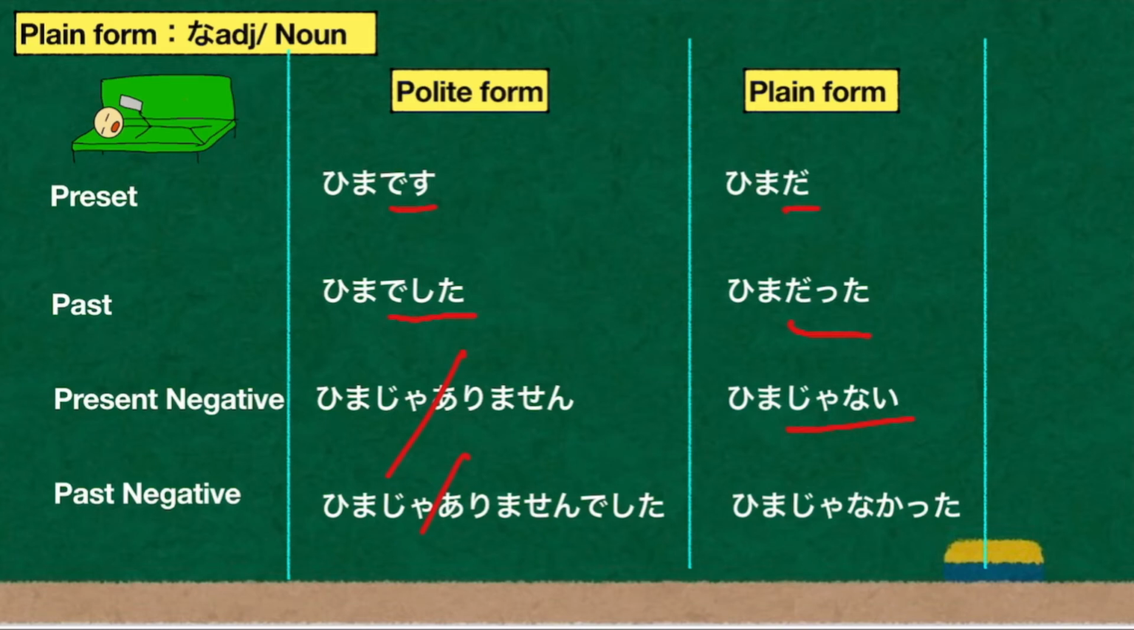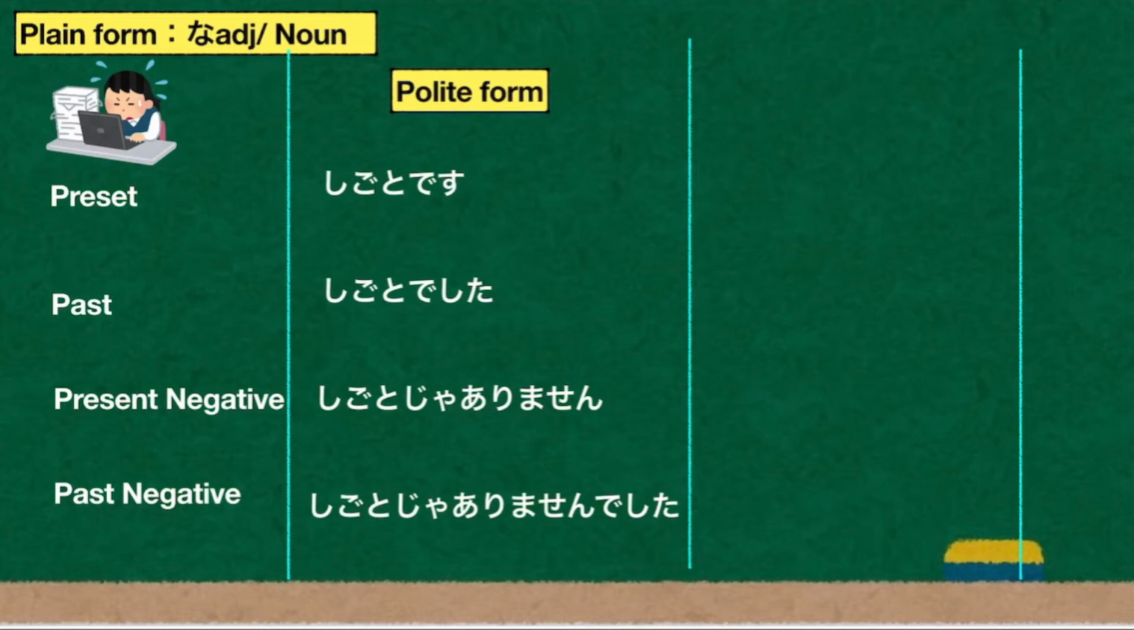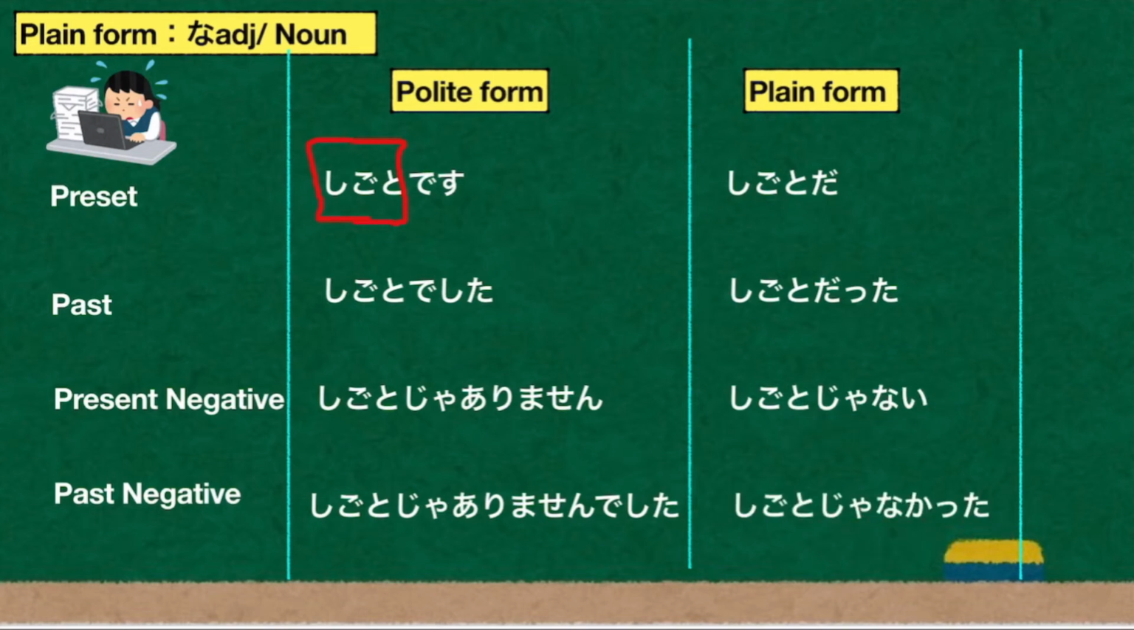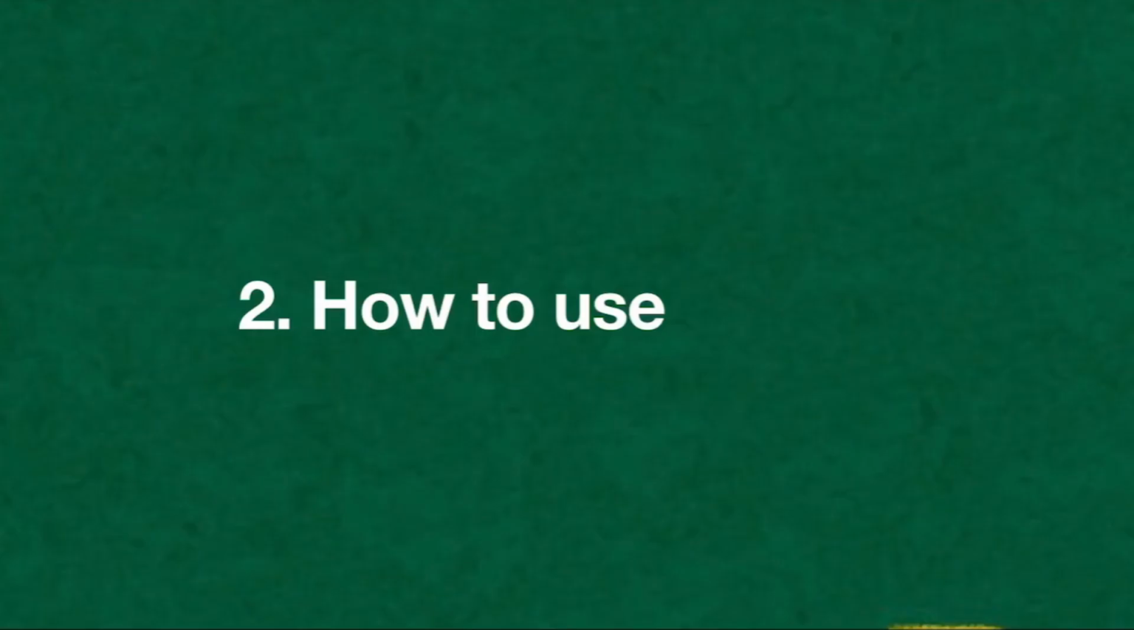暇じゃありませんでした: delete this part and then add なかった, 暇じゃなかった. Plain form of nouns: 仕事, job or at work. 仕事です, 仕事でした, 仕事じゃありません, 仕事じゃありませんでした. Plain form: 仕事だ, 仕事だった, 仕事じゃない, 仕事じゃなかった. This is the same conjugation as na-adjectives.